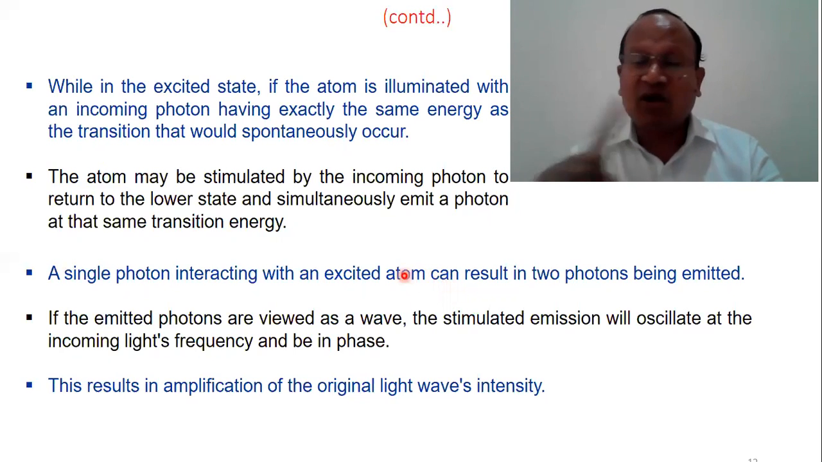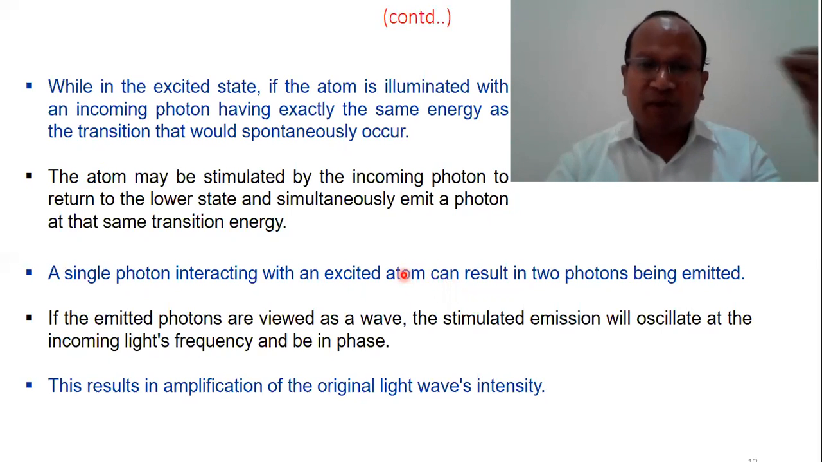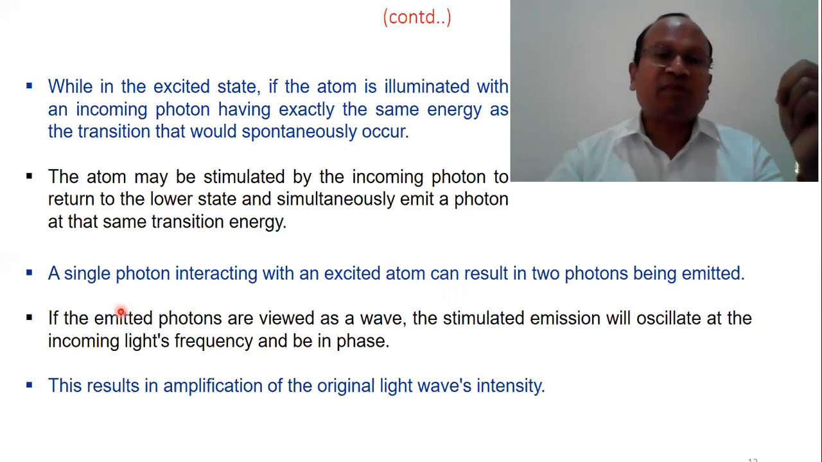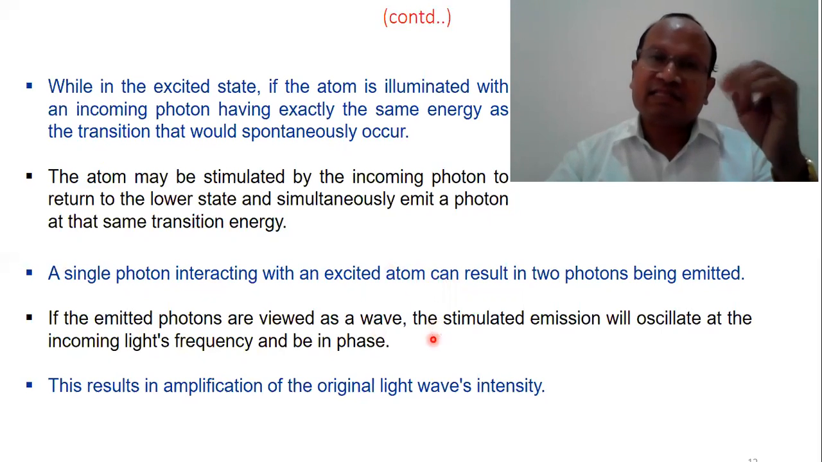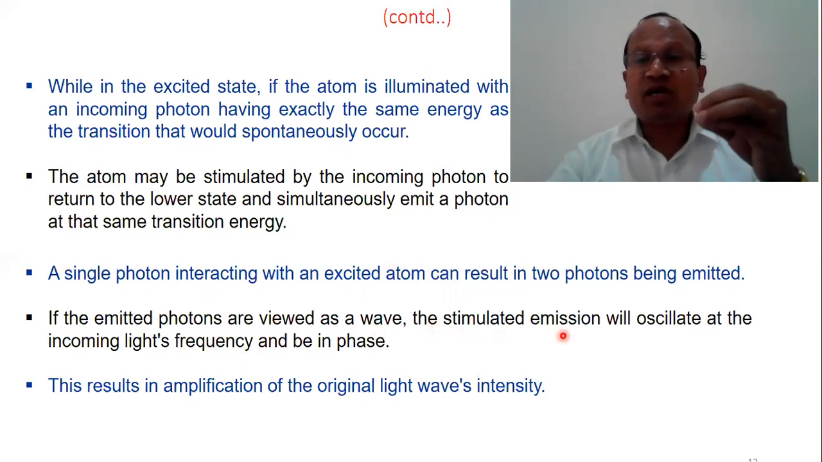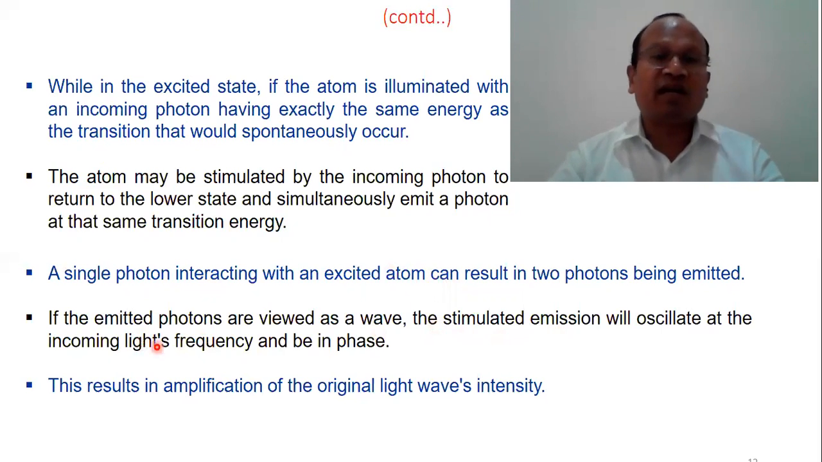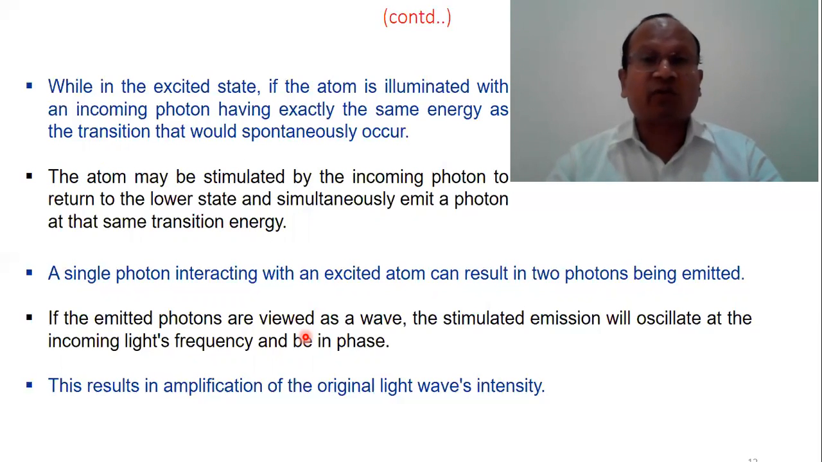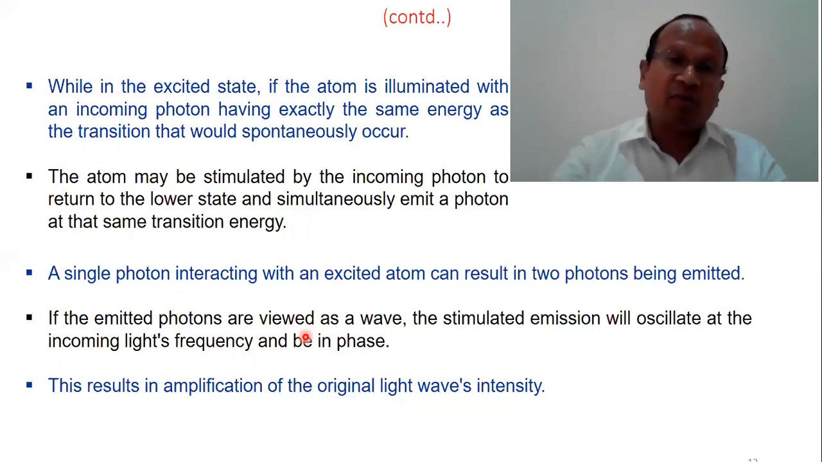This is unlike spontaneous emission. In spontaneous emission, there is no supply from outside. If the emitted photons are seen as a wave, the stimulated emission will oscillate at the incoming light frequency and phase. Suppose this photon is considered as a signal, as a light wave. If it is a wave, it will have a certain frequency and a certain phase. So that phase and frequency will be the same as what the incoming photon had.